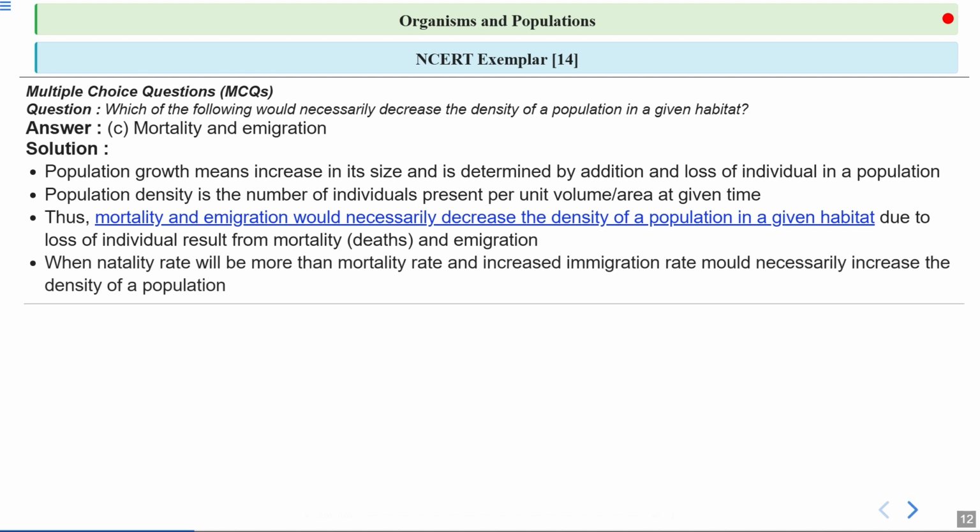On the other hand, if more individuals are born, which is natality, or they move into a particular area, which is immigration, the population density will increase. So it's the balance between these four factors, birth, death, immigration and emigration, that determines whether a population grows or shrinks.